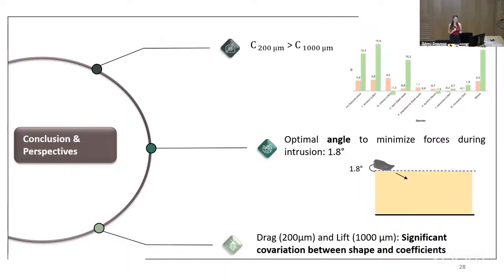There is a big gap in this field. This is very understudied. Locomotion on granular media is studied, but not burrowing. So there is no study I can compare my results to. These are very preliminary results. For the angle, in the other part of my thesis, I will look at how living species burrow. So I can check whether it's an angle of 1.8 degrees, but not in other studies.